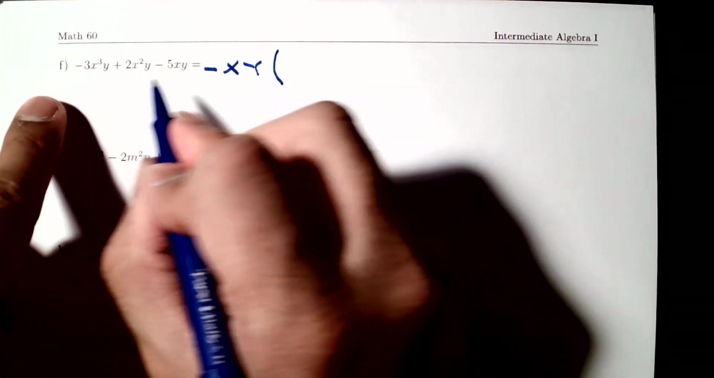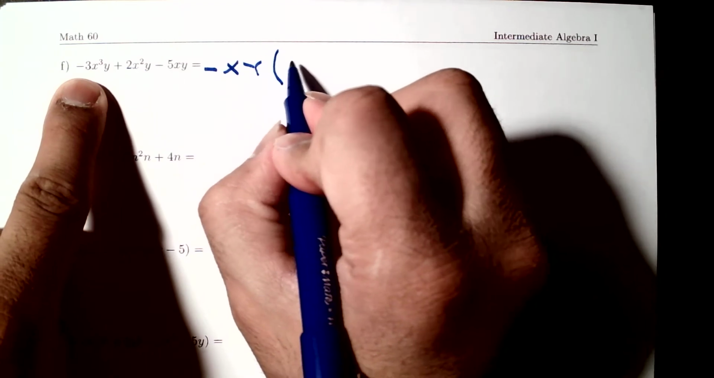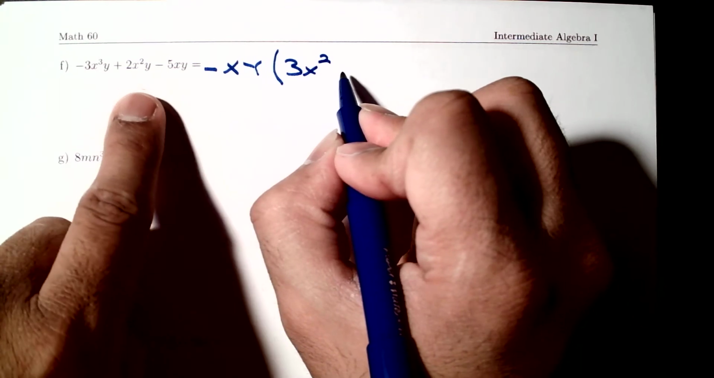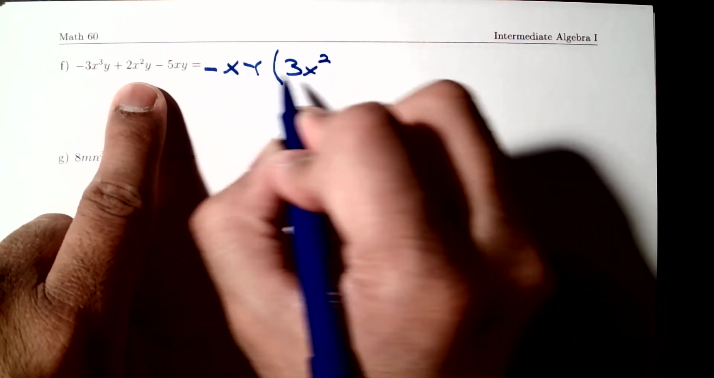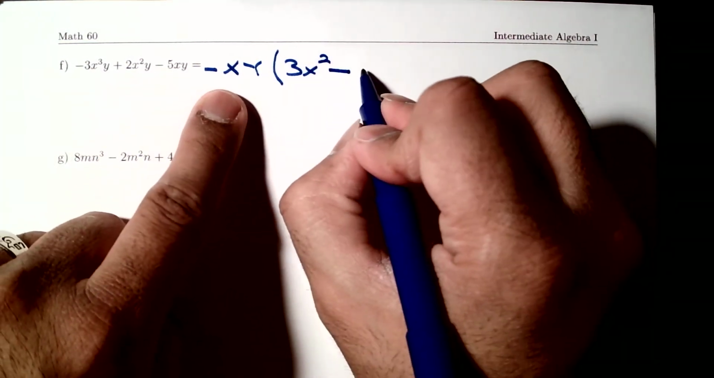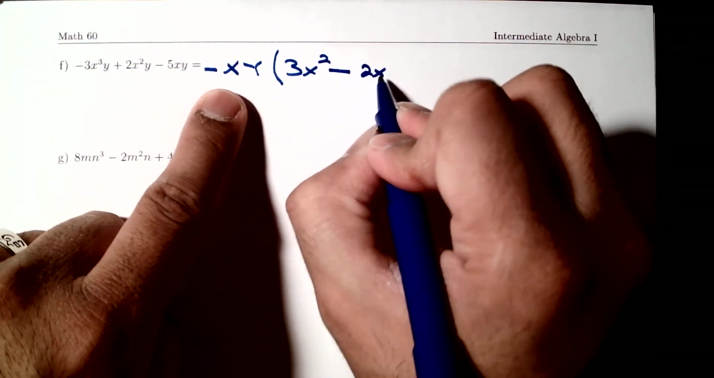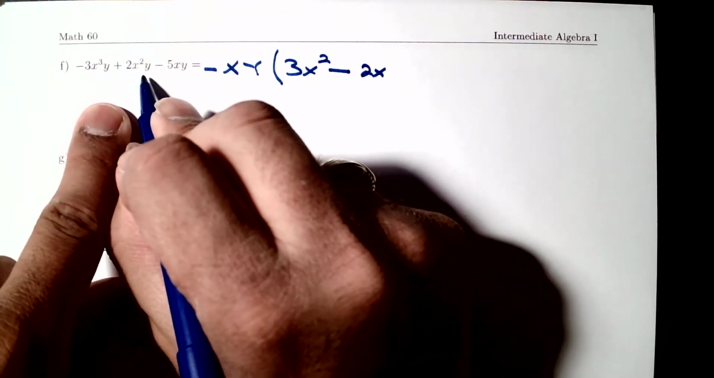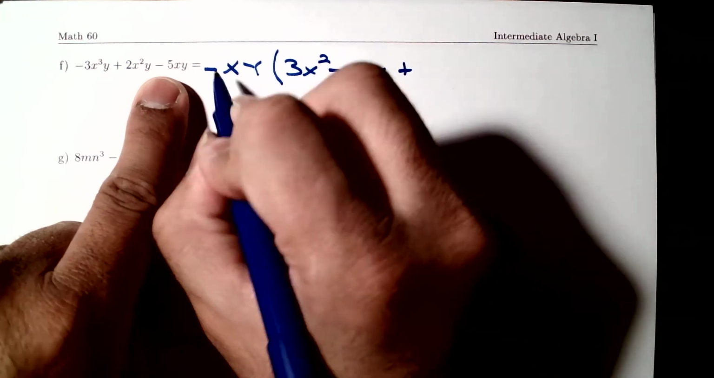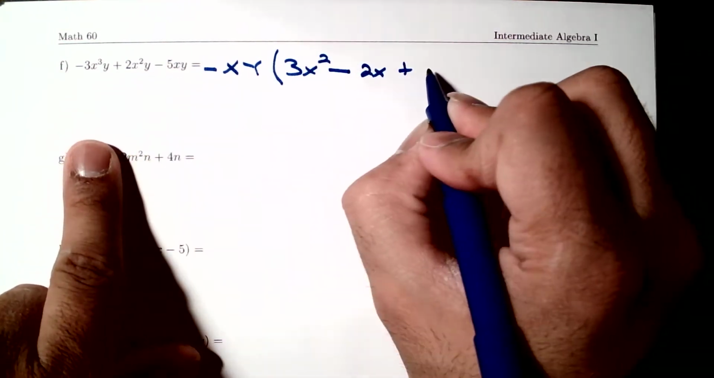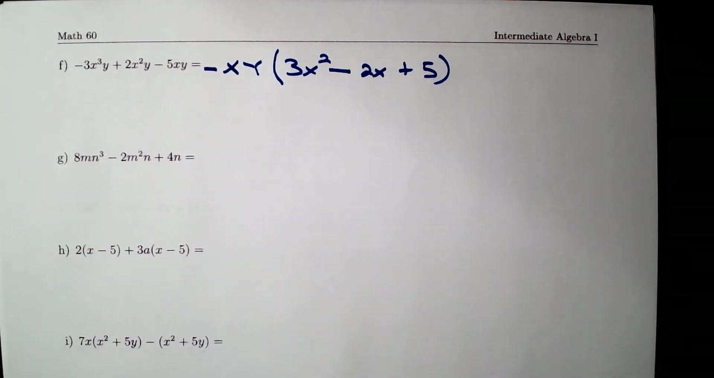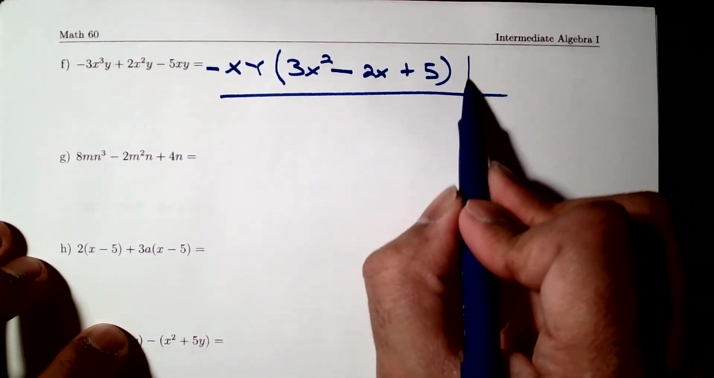Now, xy times what is going to give us 3x squared y? That's going to be 3x squared. And then negative xy times a negative is going to be positive 2x. That's going to give us back the 2x squared y. And negative times a positive, which is negative 5 times xy, negative 5xy. And that's the final answer.